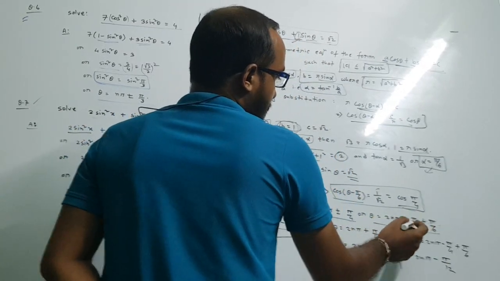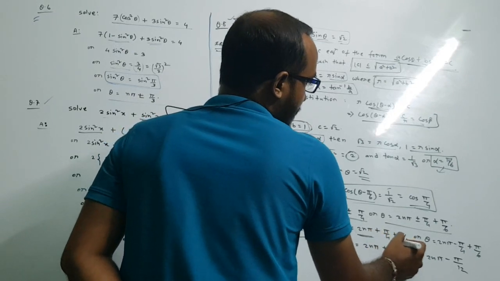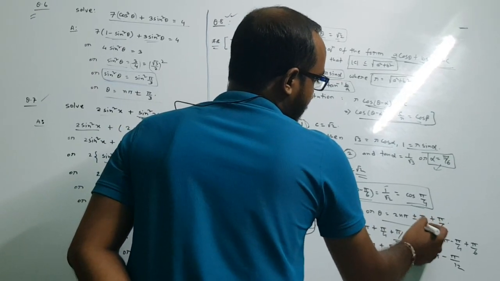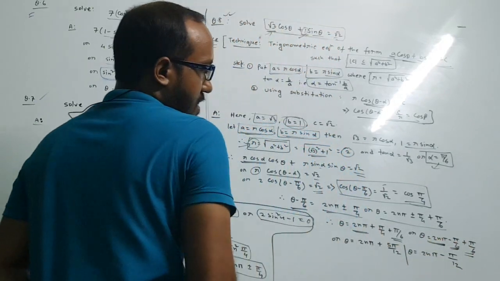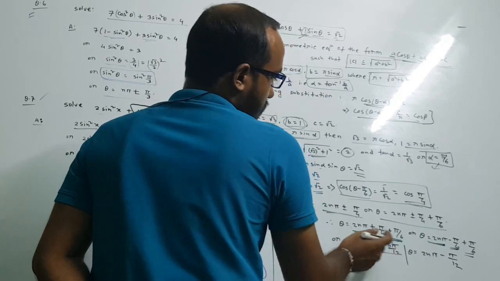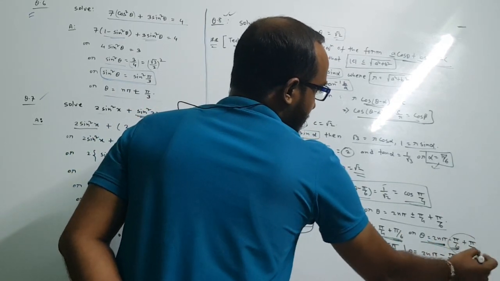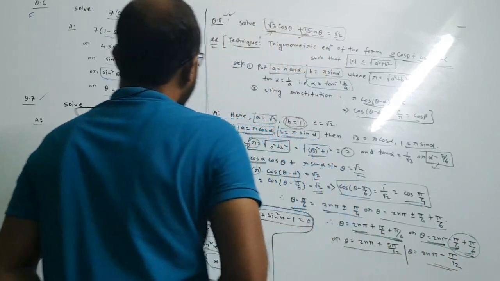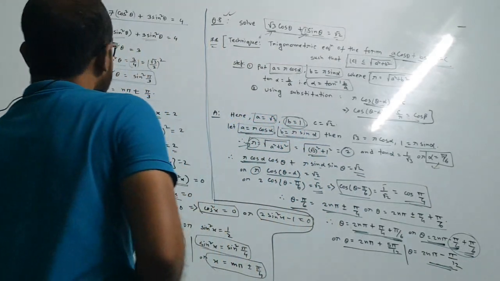After that you have two options. Take positive sign, you will get 2n pi plus pi by 4 plus pi by 6. And if you take minus sign, you will get 2n pi minus pi by 4 plus pi by 6. So calculate and simplify this, you will get theta equals to 2n pi plus 5 pi by 12, and 2n pi minus pi by 12. That's all for trigonometry.